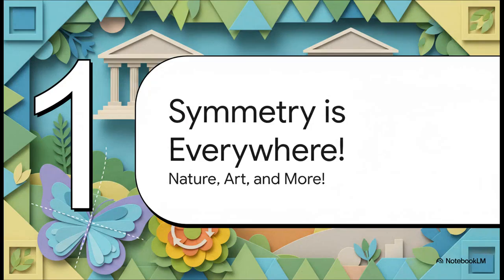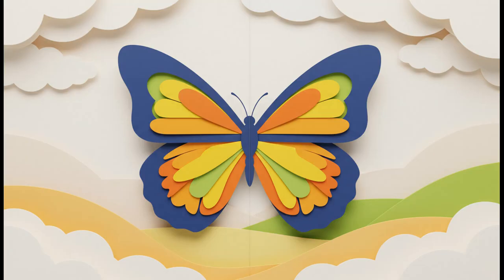It's called symmetry. And what's really amazing is that it's not just in big monuments or pretty flowers. If you start looking closely, you'll see this pattern of repeated parts all around you, from a butterfly in your garden to the beautiful Rangoli designs your mom makes. It's everywhere. So what exactly is symmetry?